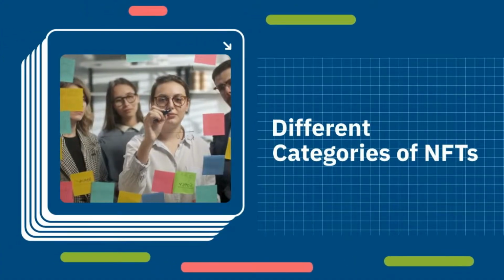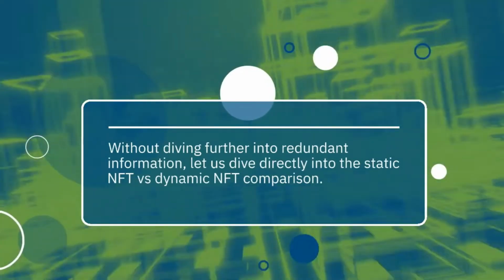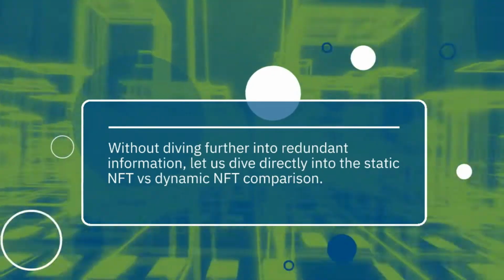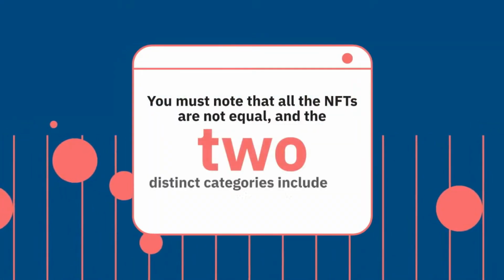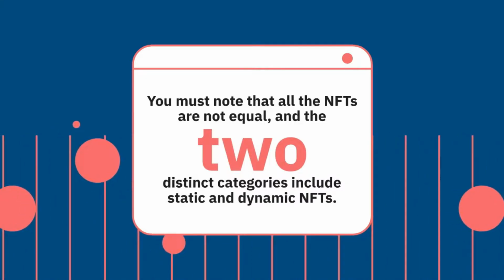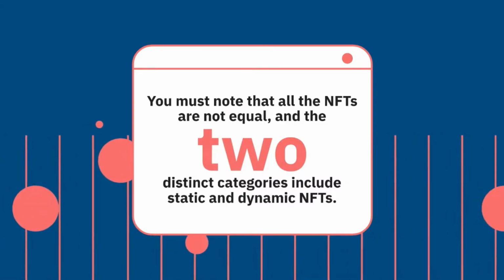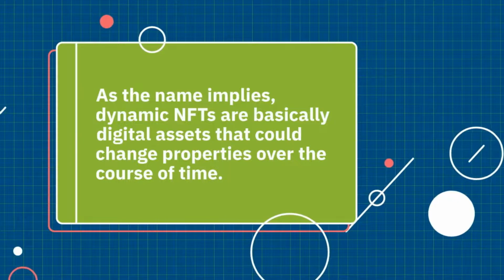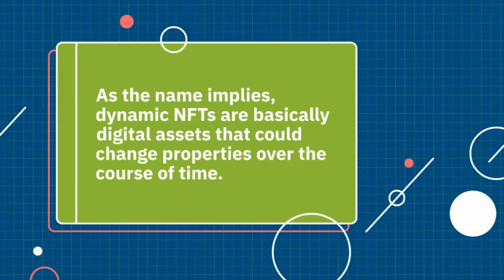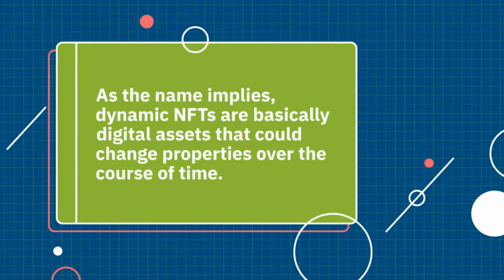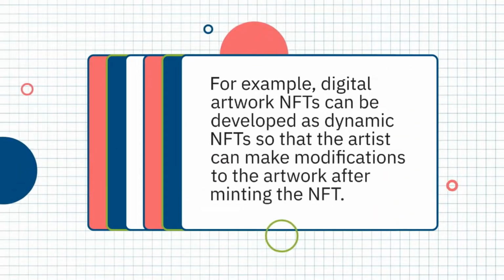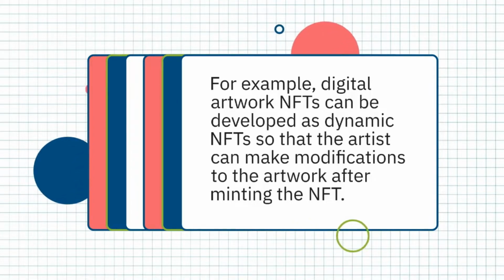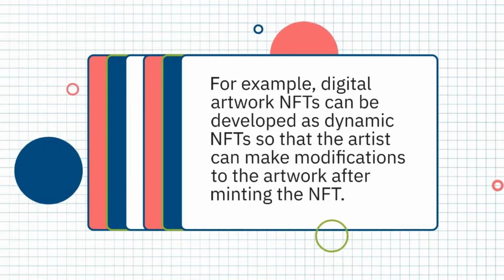Different categories of NFTs. Without diving further into redundant information, let us dive directly into the static NFT versus dynamic NFT comparison. You must note that all the NFTs are not equal, and the two distinct categories include static and dynamic NFTs. As the name implies, dynamic NFTs are basically digital assets that could change properties over the course of time. For example, digital artwork NFTs can be developed as dynamic NFTs so that the artist can make modifications to the artwork after minting the NFT.